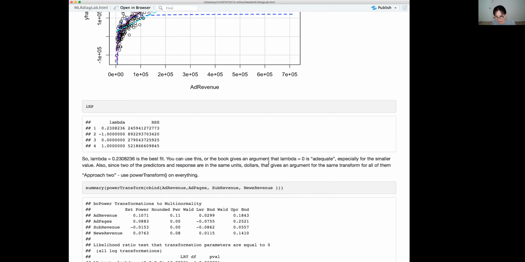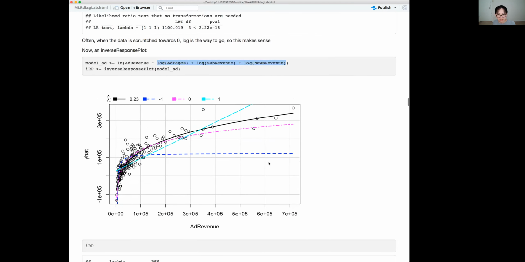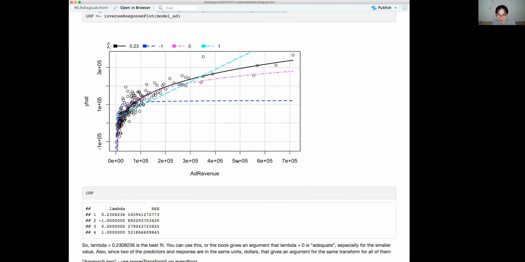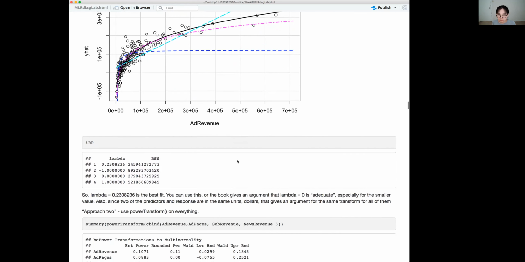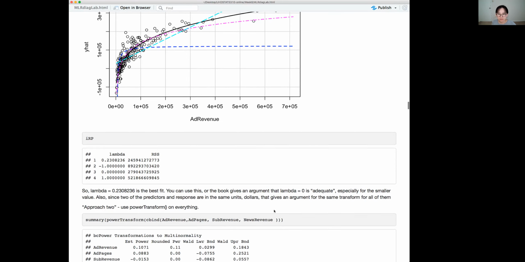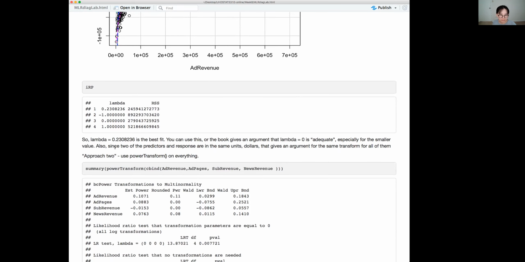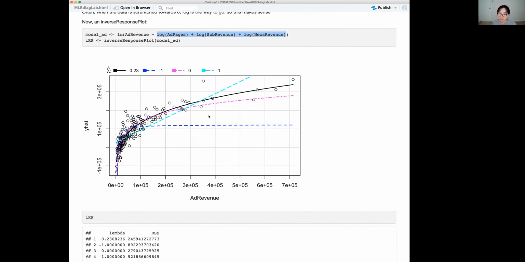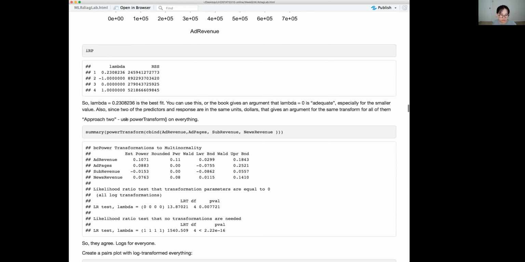Or the book gave an argument that lambda equal to 0 is adequate. Lambda equal to 0 is all right. But more importantly, the log transformation gives us the percentage effect interpretation. So I choose to use log for y and for x. This is how we do the transformation for both y and x for approach 1. For approach 2, let's just use powerTransform on your response variable and all your predictors.